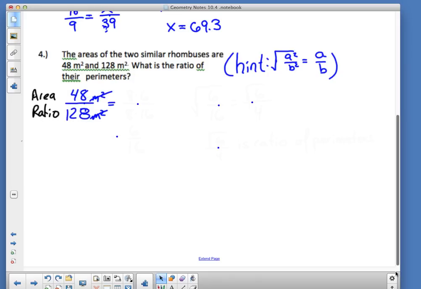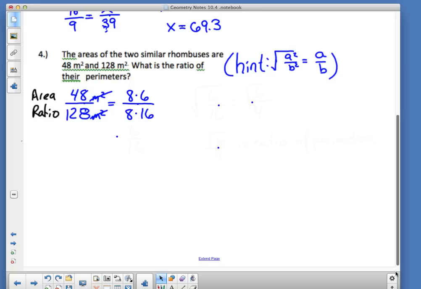And people are like, why did you include the meters? I want you to know that this is a ratio and the units are knocked out. The units have to be the same. If it was inches squared to feet squared, I have to make the conversions before I can actually do this. Now, 48 to 128. 8 is involved in both. I'm going to reduce first. Did you notice we reduced before we squared and we're going to reduce before we square root?